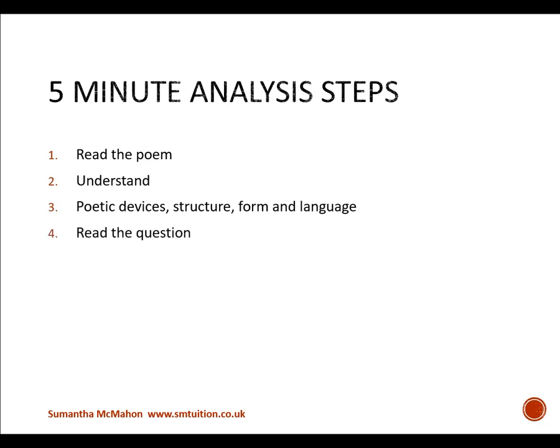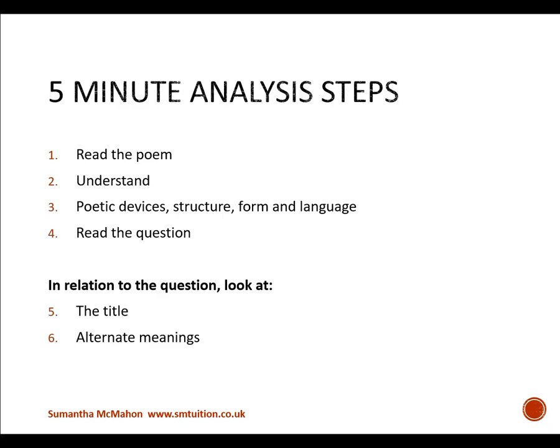Now it's time to take a look at the question, and in relation to the question, start by seeing how the title might relate to it. Since you have a good idea at this stage of what the poem is about, and you have annotated it, think about possible alternative meanings. AO1 requires you to explore these. And finally, you won't get any marks for simply identifying the writer's methods, that refers to step number 3, so you should consider what impact they have on the poem, on its meaning and the reader.